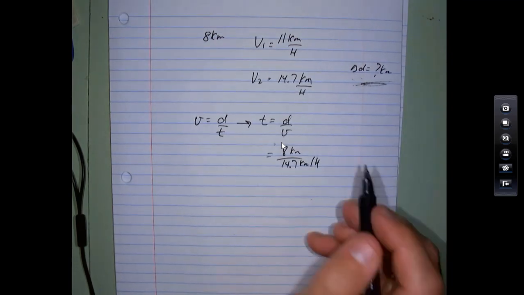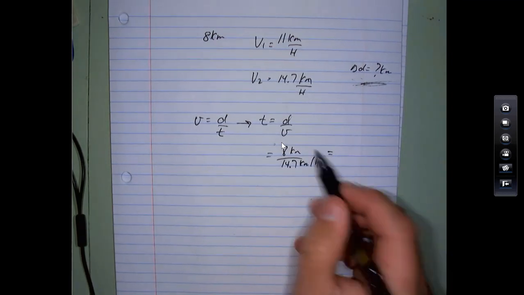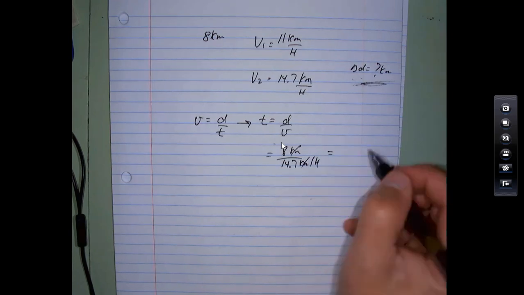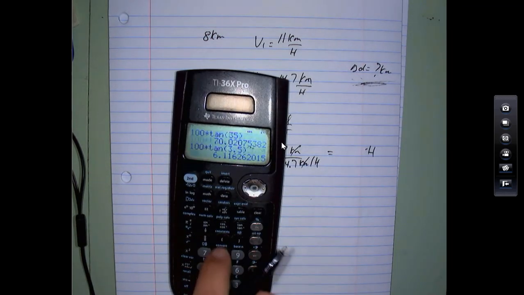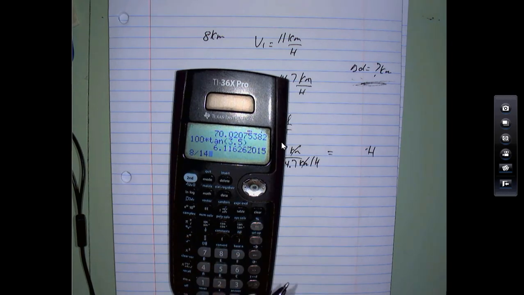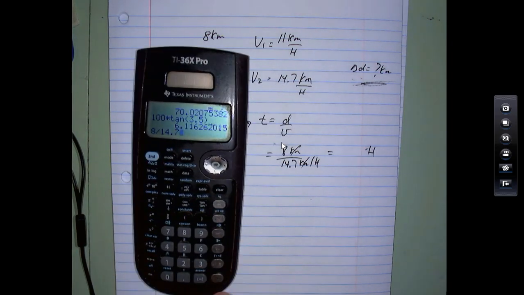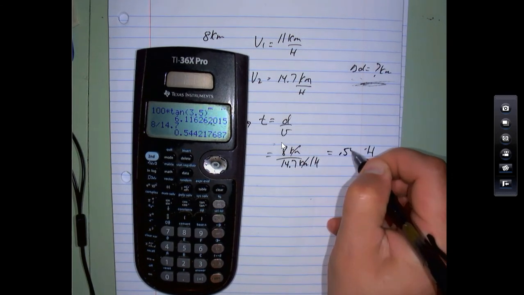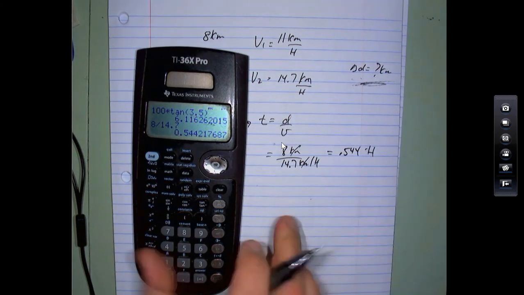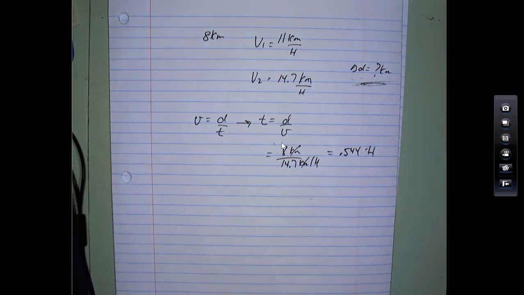Our answer will be in hours then. Right, the kilometers cancel out. The hours come up to the numerator here. So 8 divided by 14.7. So 0.544 hours. Okay? That's how long it takes the faster runner to run 8 kilometers.